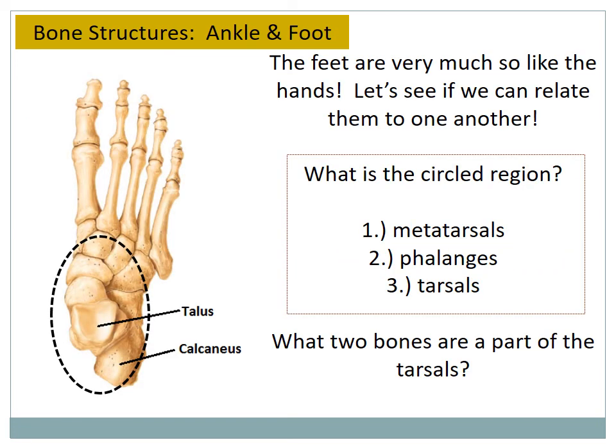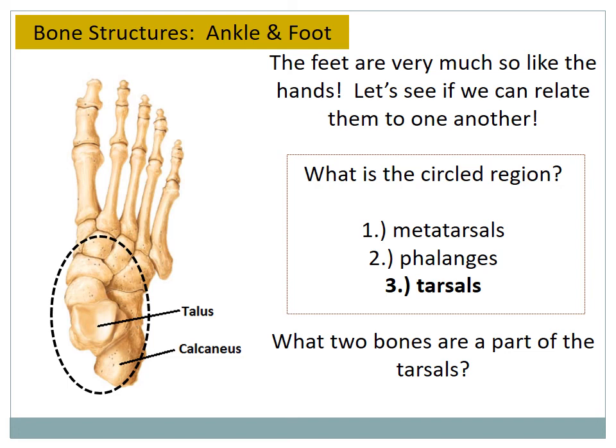So we have the ankle and the foot. The feet are very much like the hands. We can probably relate these to each other. So the circled region, what do you think the circled region is? Yeah, those are the tarsals. Okay, so the tarsals is that circled region, kind of that ankle-y region that you have to your foot.